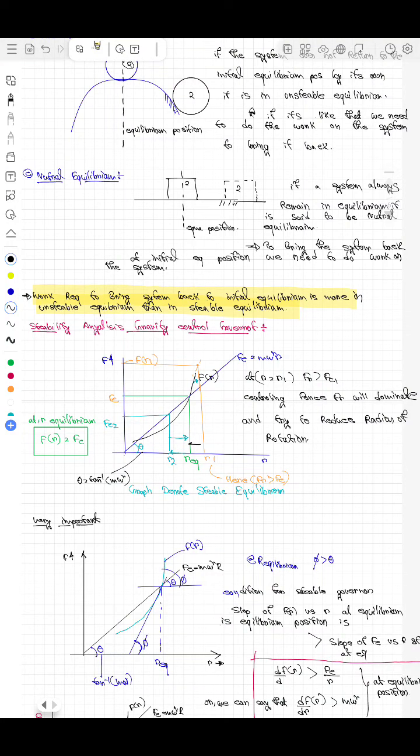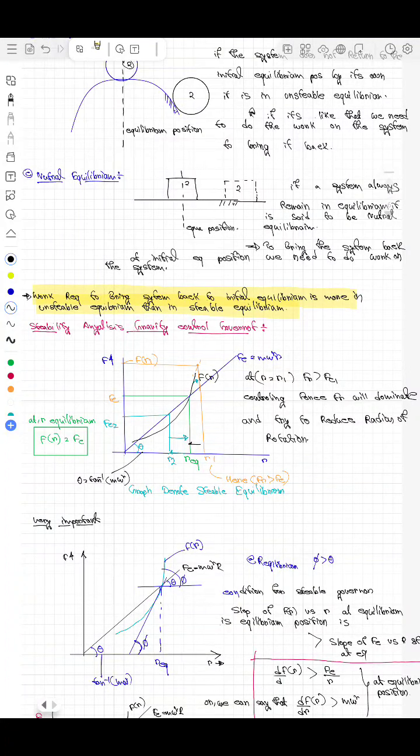But at this other point, what can you see now? FR is more than FC. FC equals mrω² also. So the controlling force will be dominant, and the force will reduce the radius of rotation. This is the curve. So the controlling force FR is more and dominant, so it will try to reduce the radius. FC is zero. So what is happening now?